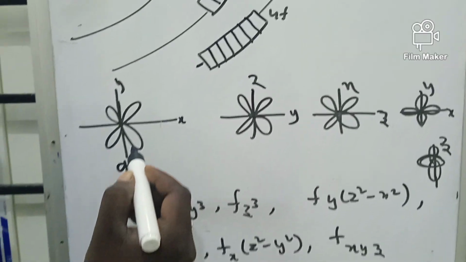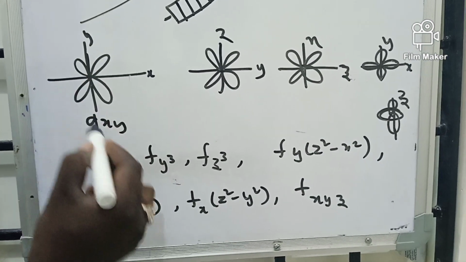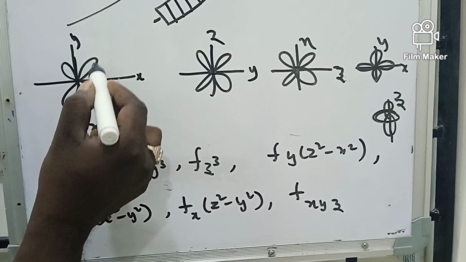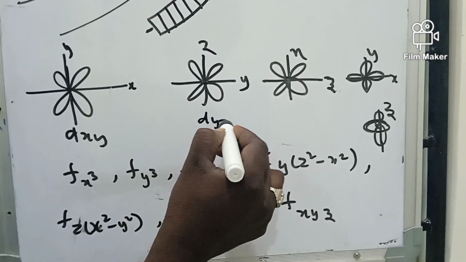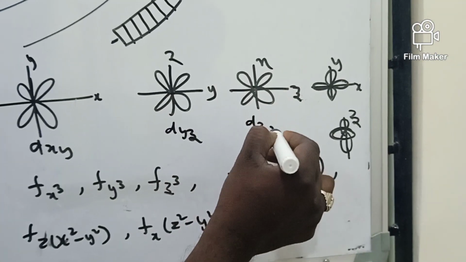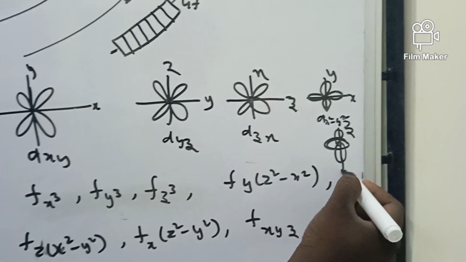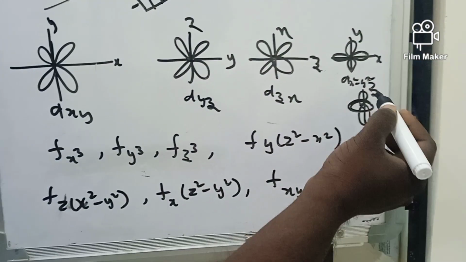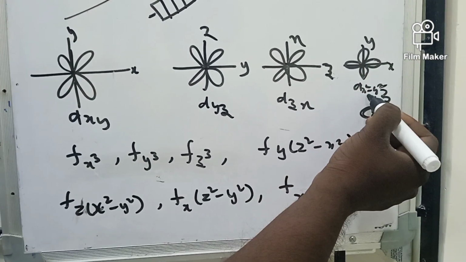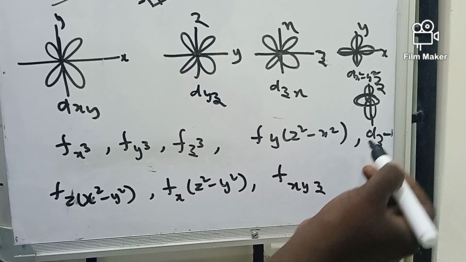So d orbitals, it is along the x and y axis. That's why in between the x and y axis: dxy, dyz, dzx, dx square minus y square and dz square. These are the 5 d orbitals. Along the x and y axis, that's why x square minus y square. Along the z axis, that's why dz square.